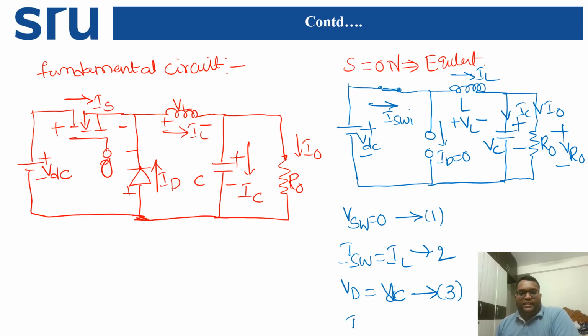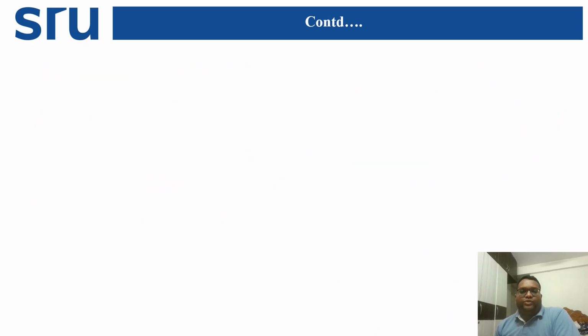Next, ID is equal to 0. That is equation number 4. So these are the four major equations which we have to observe under the switch on condition. Now we have to derive the inductor value when the switch is on. Inductor derivation we'll see now.